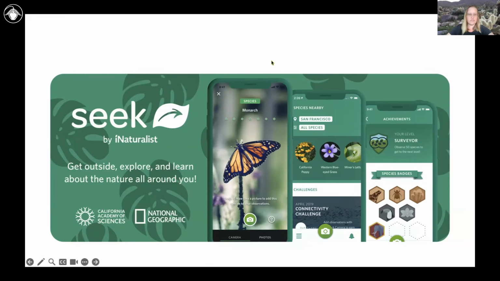And so I should also say iNaturalist was developed by a student at UC Berkeley in the School of Information. And it was fostered by both National Geographic and the California Academy of Sciences. And now it is an independent nonprofit.